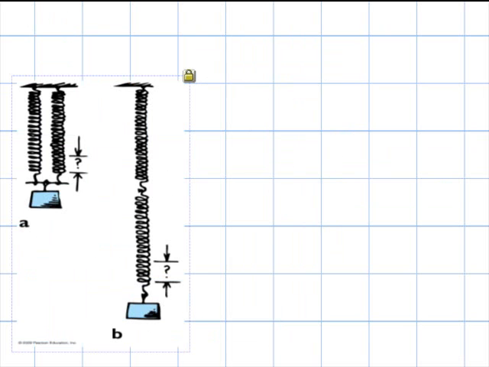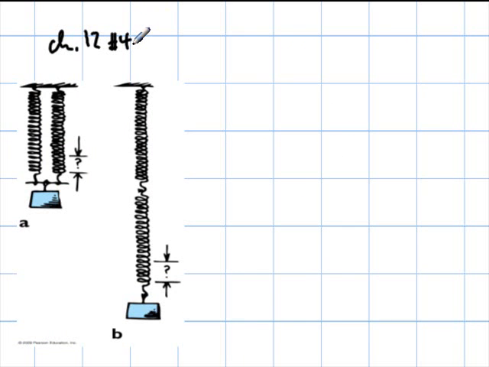Chapter 12, problem 4 says a certain spring stretches 4 centimeters when a load of 10 newtons is suspended from it. So there's already some information there. 10 newtons is apparently proportional to a stretch of 4 centimeters. That means F proportional to delta x, Hooke's law.